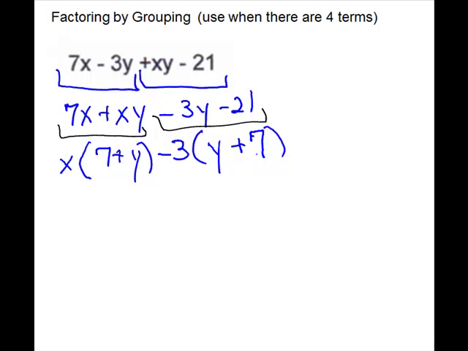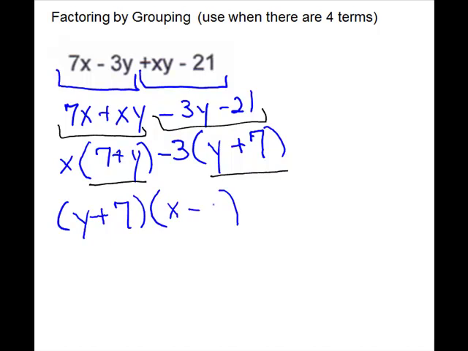Now we have to look close here. We actually do have a common binomial. It is okay for the order to be switched when it's addition. So 7 plus y is the same as y plus 7. You can use either order. So I'm just going to take out the one that looks in order. So I'm going to say y plus 7 is my GCF. And to get back there, I'm missing x minus 3. If in doubt, you can always do a FOIL to check to get back to your original.